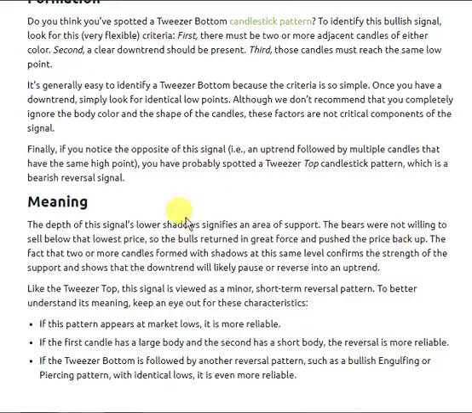It's generally easy to identify a tweezer bottom because the criteria is so simple. Once you have a downtrend, simply look for identical low points. Although we don't recommend that you completely ignore the body color and the shape of the candles, these factors are not critical components of the signal. Finally, if you notice the opposite of this signal in an uptrend followed by multiple candles that have the same high point, then you've probably identified tweezer tops.